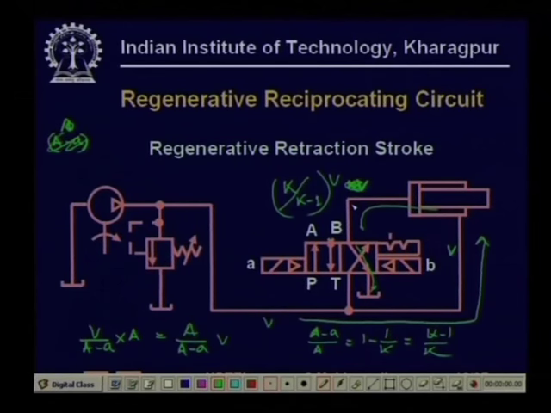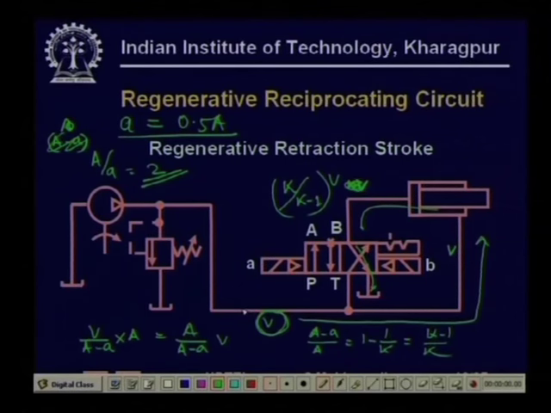So, what are we achieving by doing this? Similarly, if you look at the pressure, then you will find that, one interesting thing that happens is that suppose a is equal to 0.5 of A, or rather A by a is equal to 2, right? So then what happens is that for example, with the same pump flow rate V, the distance traveled per unit time is going to be, if this is V, the flow into this is going to be V.